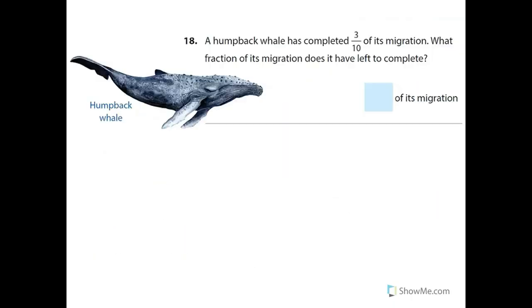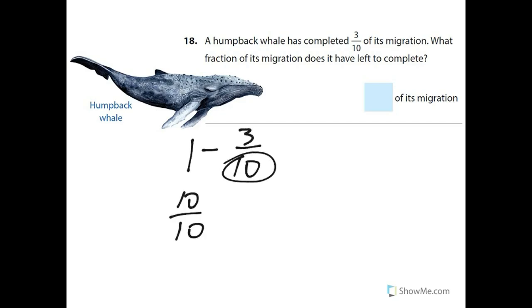Alrighty. Well, I want you to read and solve number 18. Go ahead and do that, then we'll go over it. So a humpback whale has completed 3/10 of its migration. What fraction of its migration does it have left to complete? So 1 would be the whole migration, so 1 minus 3/10. Well, I'm going to write it as 10/10. Why? Because I want it to have the same denominator, and 10 over 10 is 1. Minus 3/10 is going to be 7/10. So 7/10 of its migration.